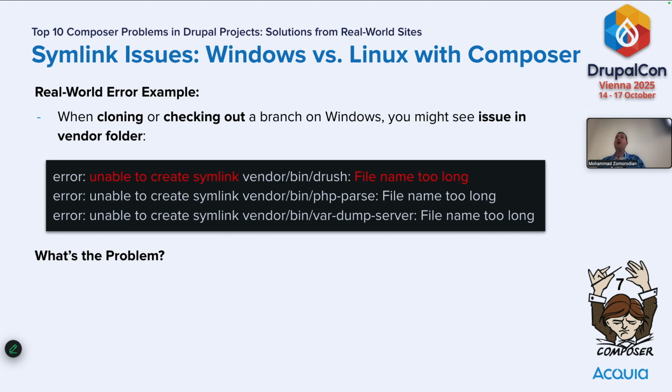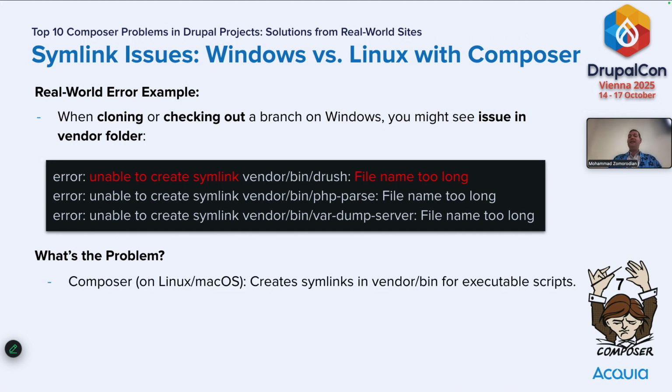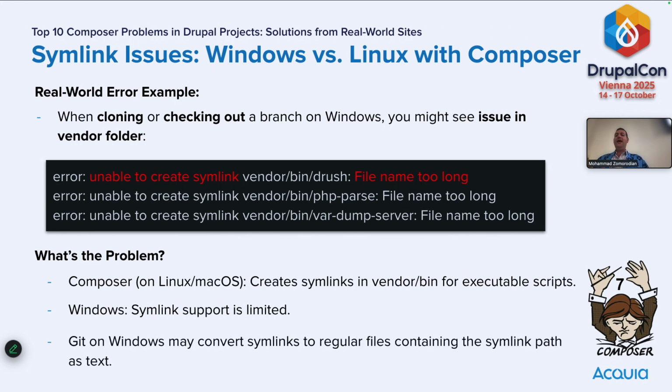And what is the problem? The problem basically is Composer is trying to create a symlink in the vendor bin directory for executable scripts. And support for symlink is limited on Windows machines. And Git on Windows may convert the symlink to regular files containing the symlink's path as text. So, you're going to see that error.